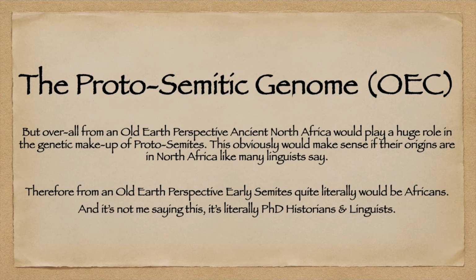But overall, from an old Earth perspective, ancient North Africa would play a very huge role in the genetic makeup of Proto-Semites. This obviously would make sense if their origins are in North Africa, like many linguists say. Furthermore, from an old Earth perspective, early Semites quite literally would be Africans. And it's not just me saying this. It's literally PhD historians and linguists.